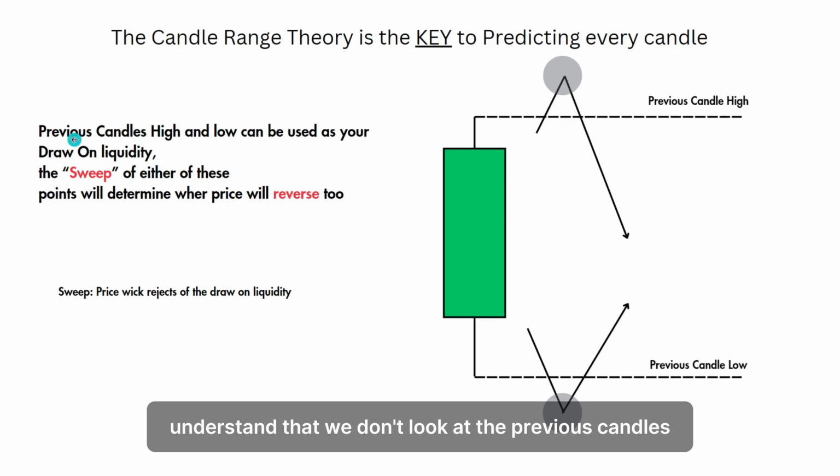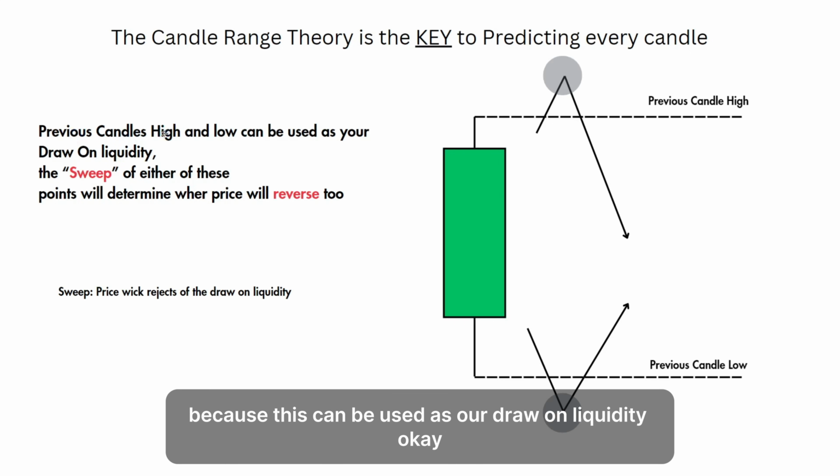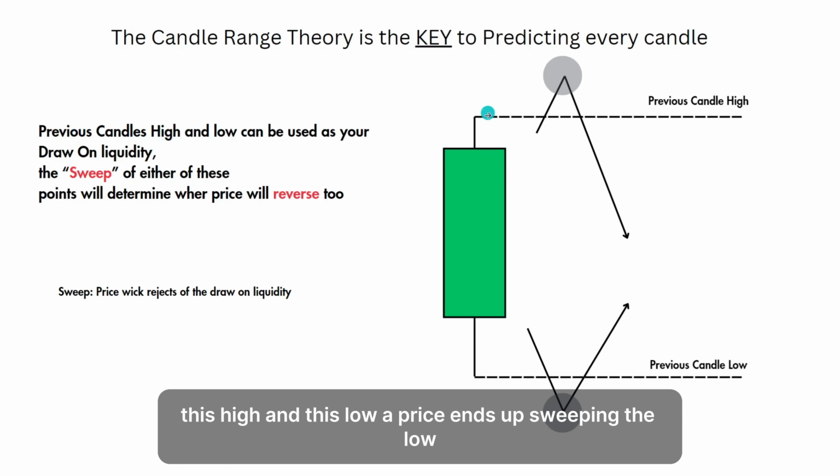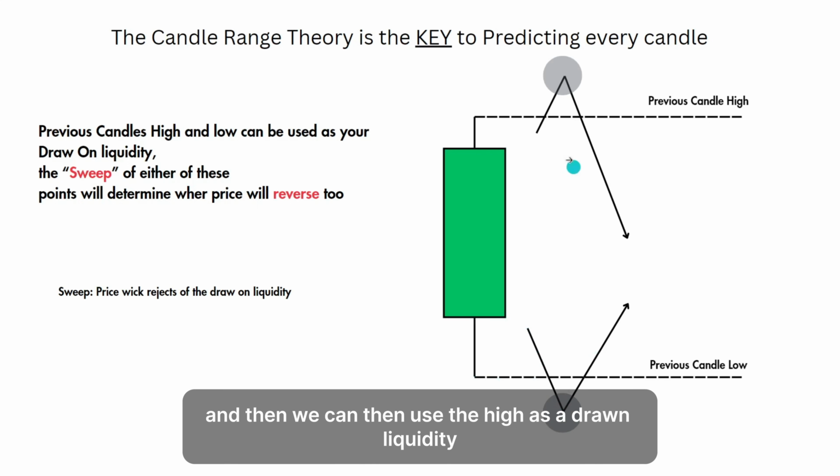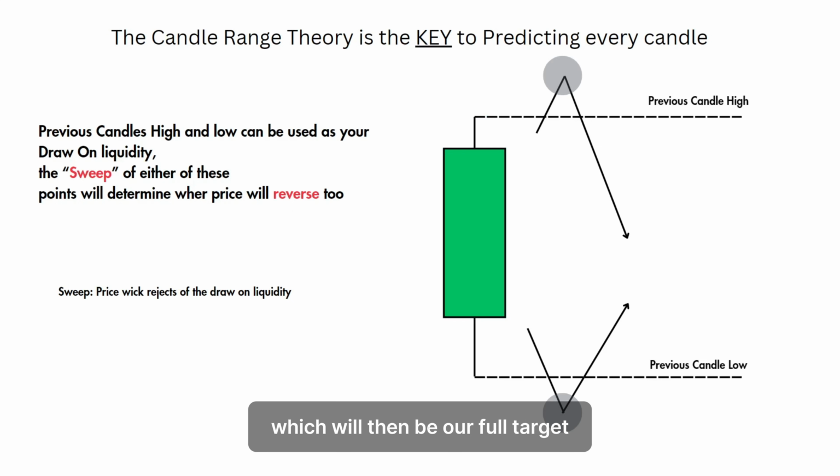This is the first understanding that we want to look at: the previous candle's high and low, because this can be used as our draw on liquidity, okay? This high and this low. If price ends up sweeping the low, we can see this as price taking out an area of liquidity, and then we can use the high as a draw on liquidity, which would then be our full target.